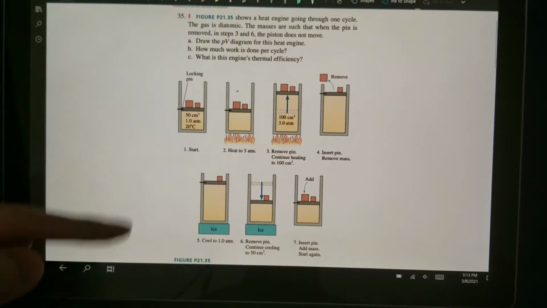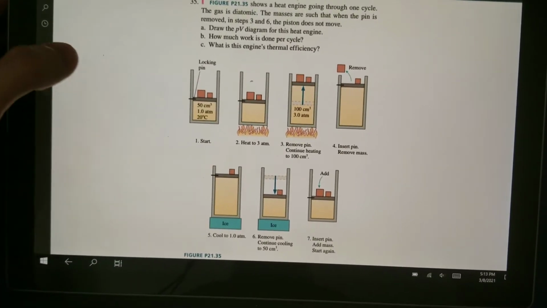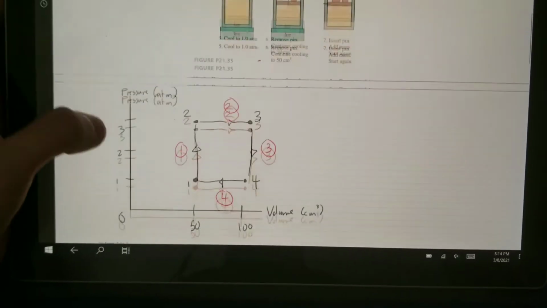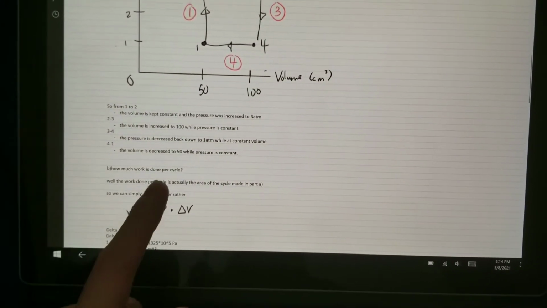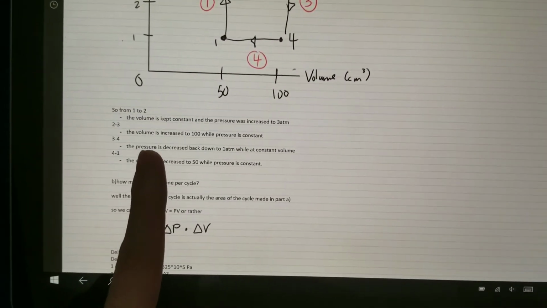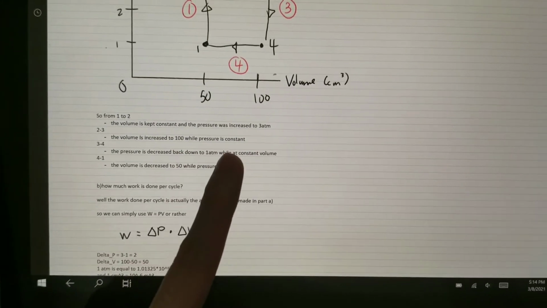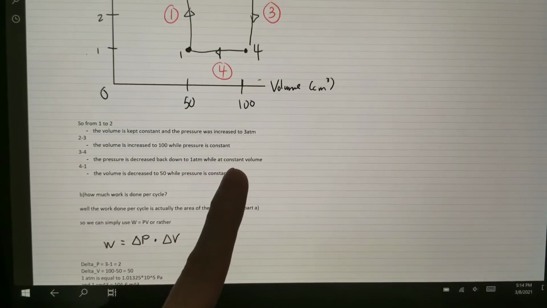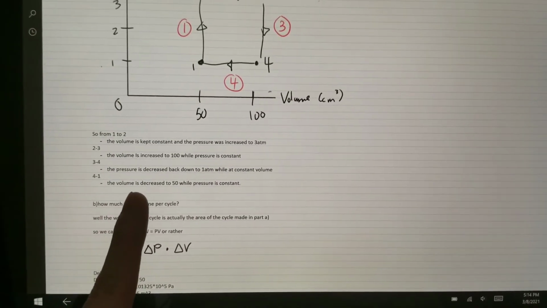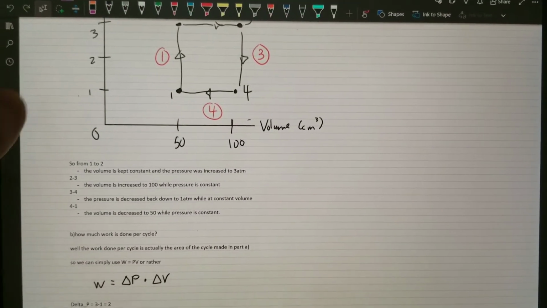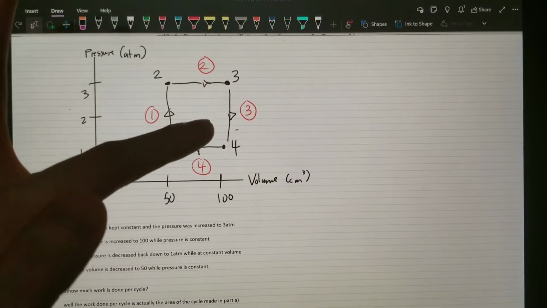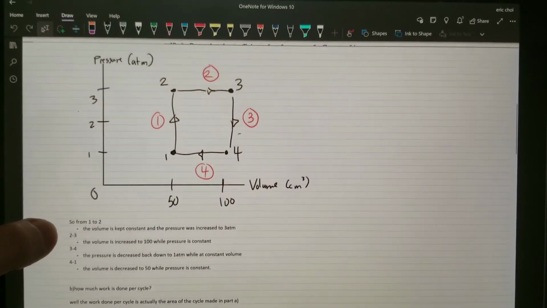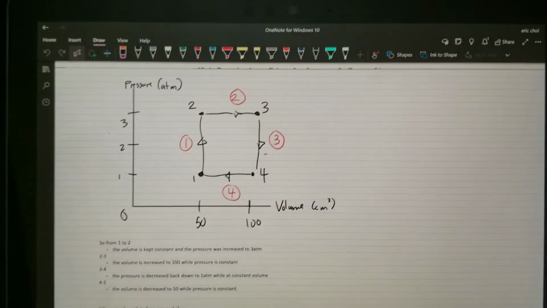Now, I won't keep scrolling back and forth between these, so I'm pretty sure you'll have a copy of this on the Physics 40B website, and I'll continue explaining the rest of the steps. Steps 2 to 3, the volume is increased to 100 while pressure is constant. The pressure is decreased back down to 1 atmosphere at a constant volume, and the volume is decreased to 50 while the pressure is constant for steps 2, 3, and 4 respectively. Sorry I'm rushing through, but this isn't the meat of the problem that we should be focusing on.